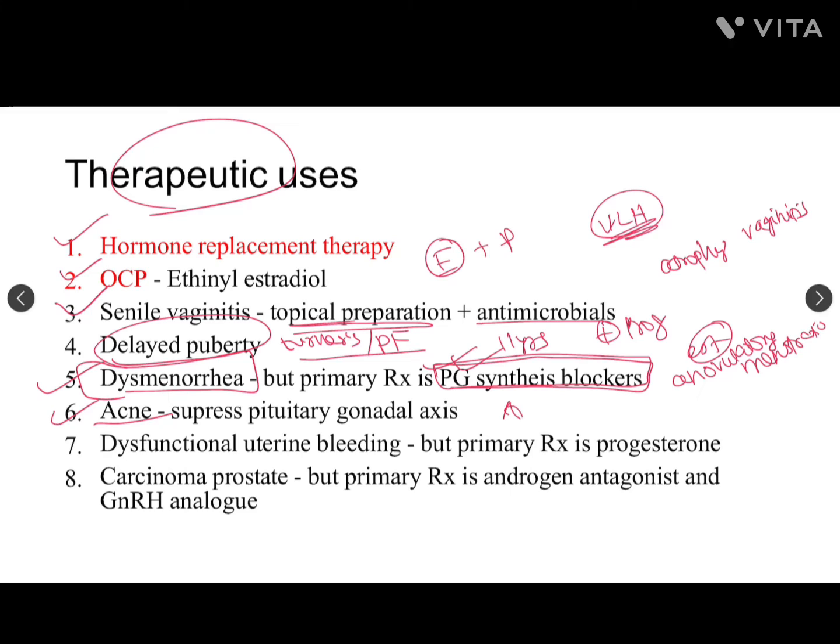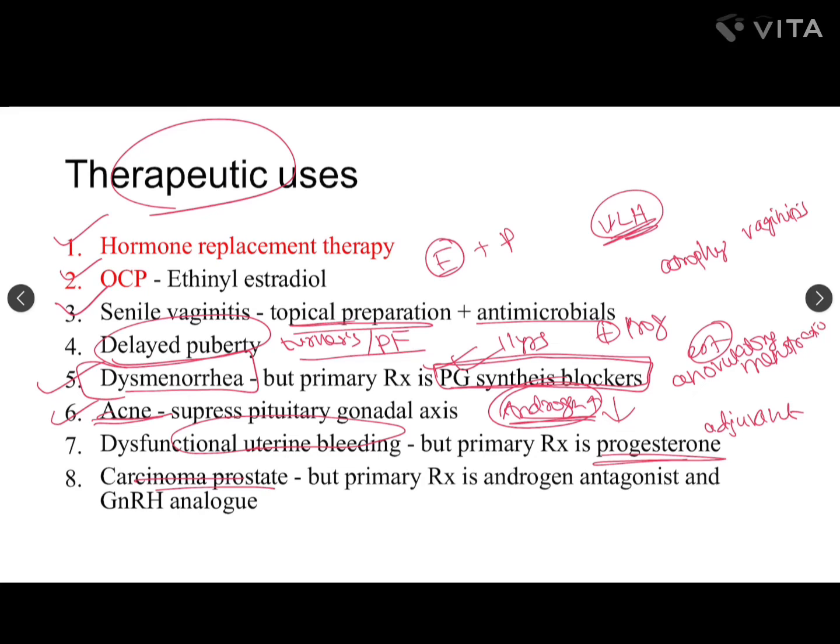Acne occurs because of increased androgen production from the ovaries. So the same principle applies: when you increase the estrogen, the pituitary gonadal axis is suppressed, even androgen production goes down, so you can get relief from acne. Dysfunctional uterine bleeding, the primary treatment is progesterone, but estrogen also has an adjuvant value here.